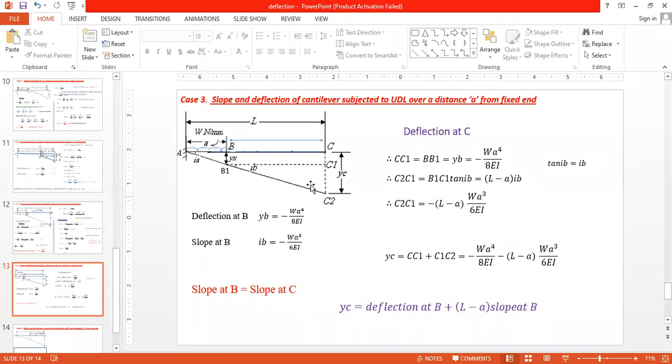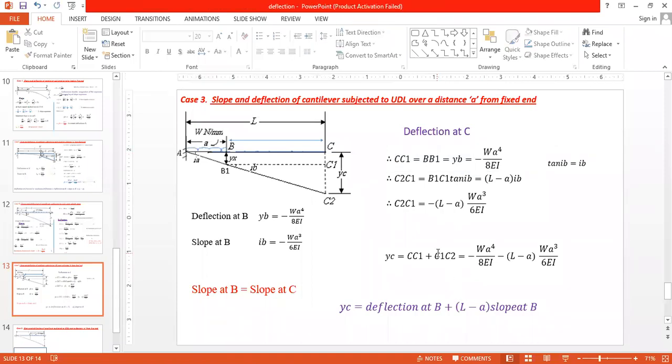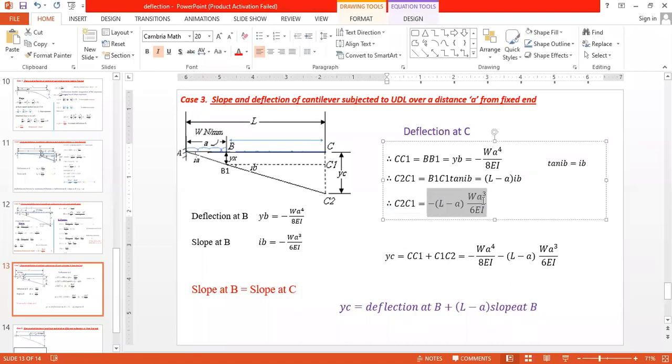Now if you calculate the deflection at C, it is CC1 plus C1C2. Here yC is equal to CC1 plus C1C2. It is equal to w a raised to 4 divided by 8 EI minus (L minus a) w a cube divided by 6 EI. Now CC1 is this one you see here, and C1C2 is this one.